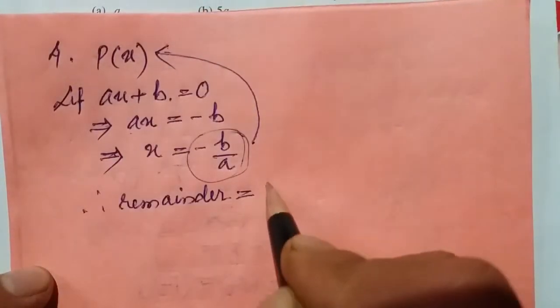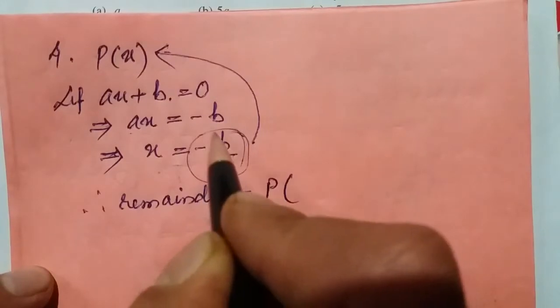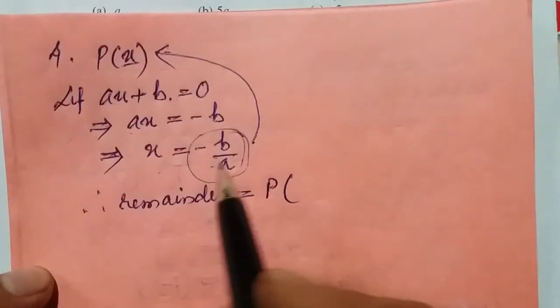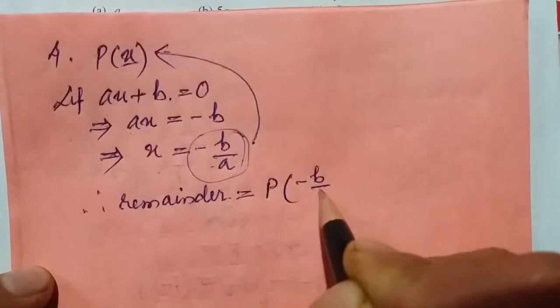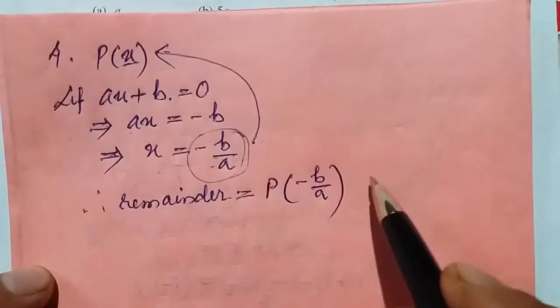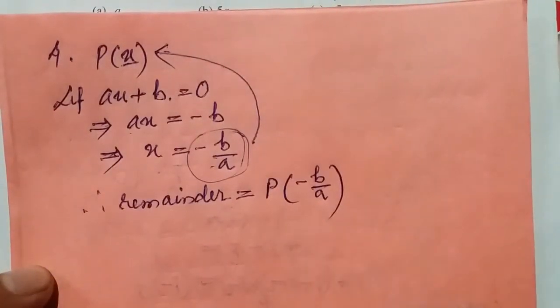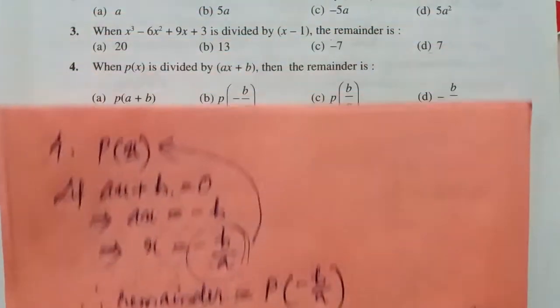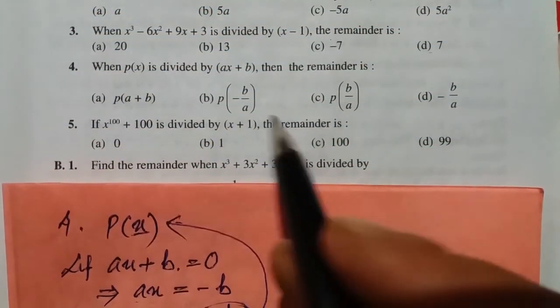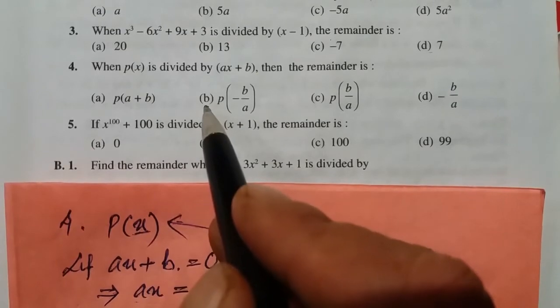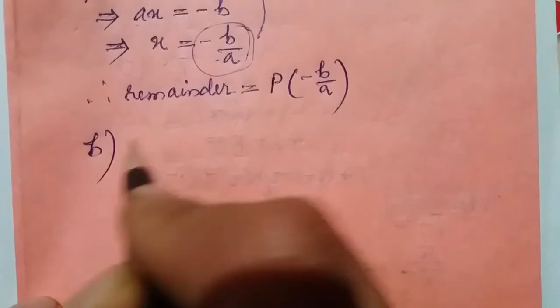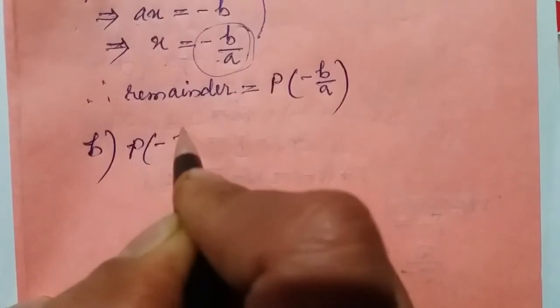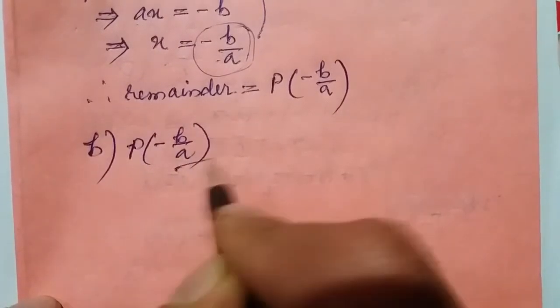So the remainder will be p of x, in place of x you write here minus b by a. So this is our remainder. So nothing is given here after this, so this is the remainder. So p of minus b by a, which is this one, b. So this p of minus b by a is the right answer, b. So this is the answer.